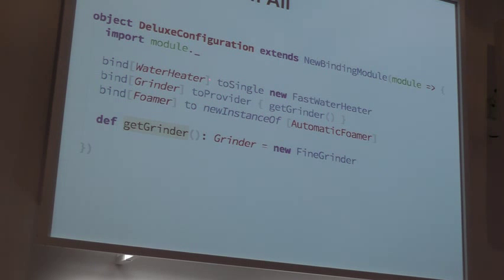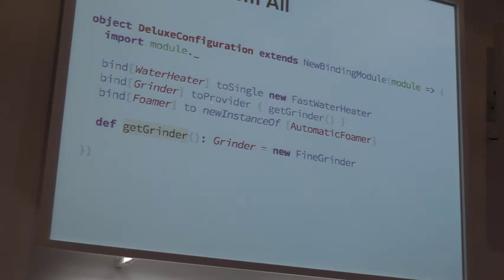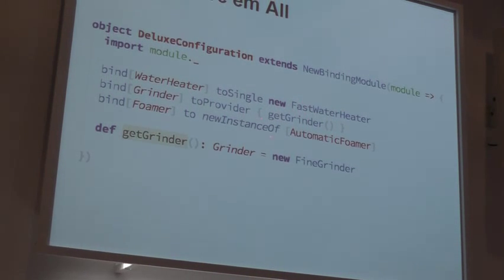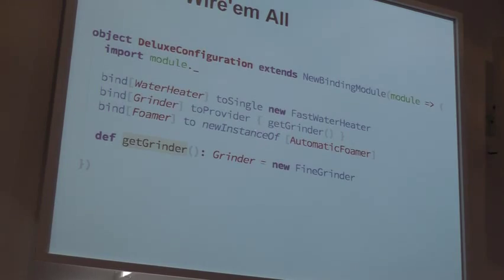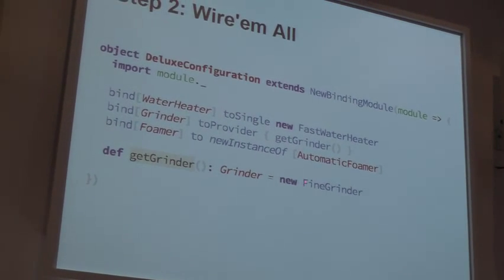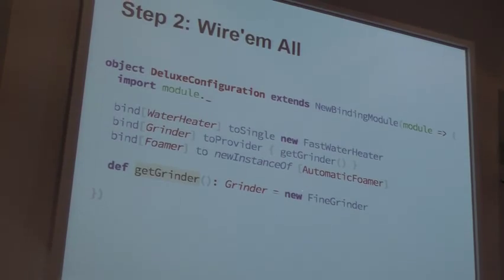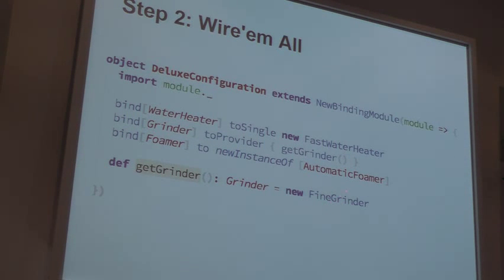You can either bind the interface to a singleton or one instance, or you can bind it to a provider, which means there is some code called every time you want the interface, and the code will decide what to return. In this case, it will always return a new instance of fine grinder. Or you can use reflection and call toNewInstanceOf, and an automatic grinder will be given back. So this is the DSL I was talking about. It looks very similar to Guice actually.